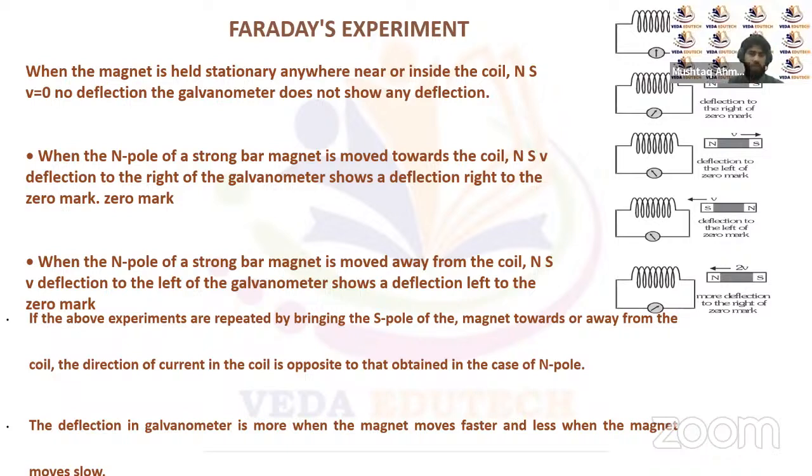The experiment was that in this diagram, you can see there is a circuit, and in this circuit we have this coil. To this coil we have connected a meter, and we have this bar magnet.